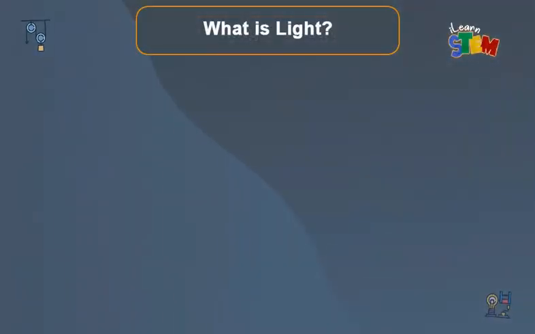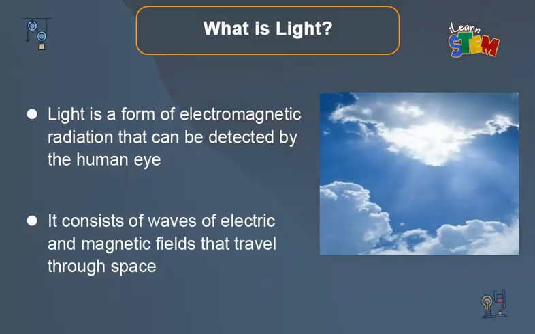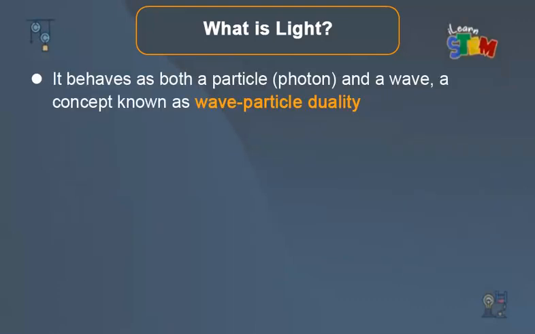Light is a fascinating phenomenon that surrounds us every day. It is a form of electromagnetic radiation that can be detected by the human eye. It consists of waves of electric and magnetic fields that travel through space. It behaves as both a particle and a wave, a concept known as wave-particle duality.